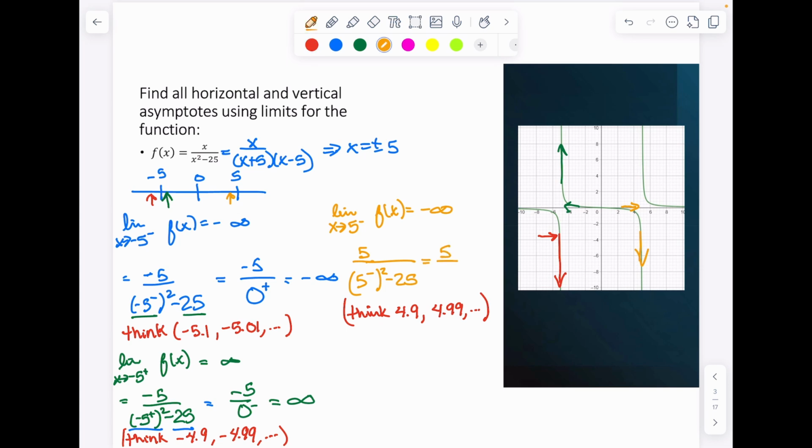I'm going to have 5 in the numerator, but in the denominator, I'm going to be approaching 0, but I'm going to be just negative. I'm going to be just smaller than 0, which would give me that limit of negative infinity.